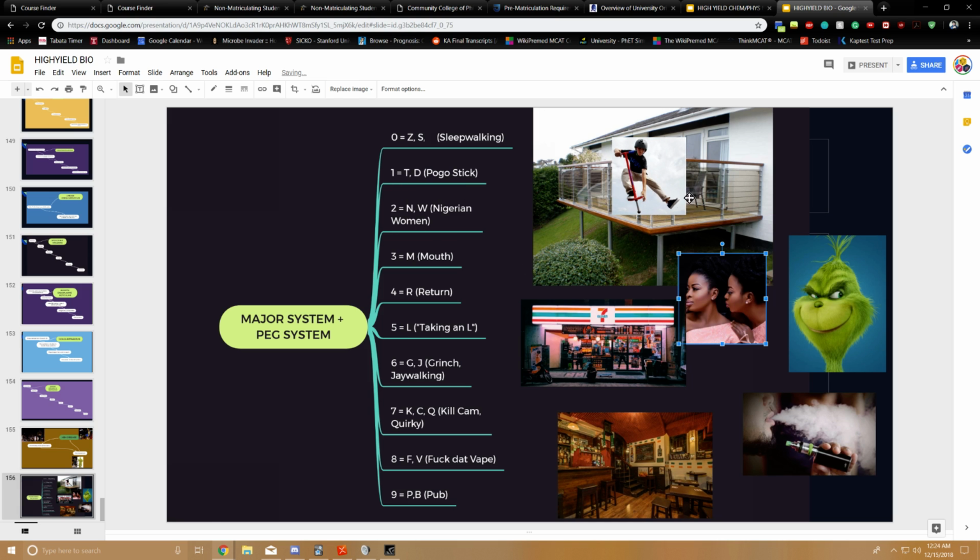While using the pogo stick, I see two beautiful Nigerian women who happen to be twins. So two for the two women that are twins, N for Nigerian, W for women. While watching these Nigerian women and using the pogo stick, I mess up trying to impress them, and I fall down.